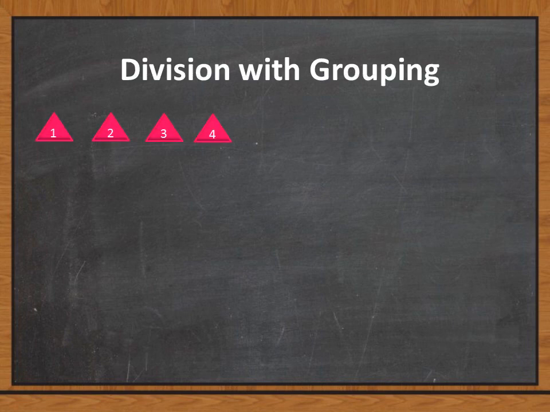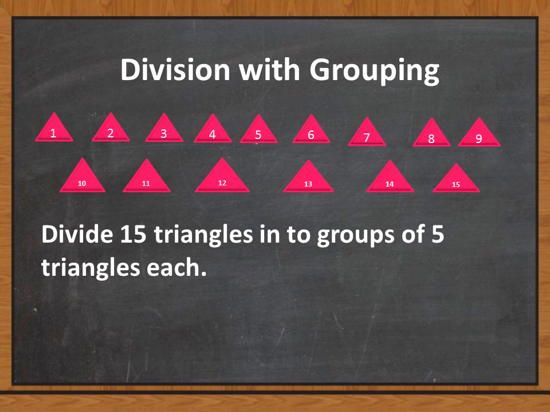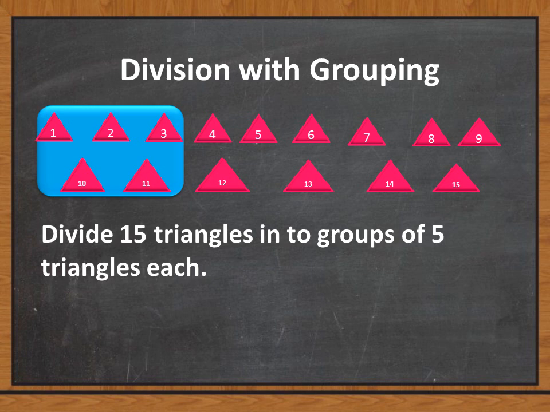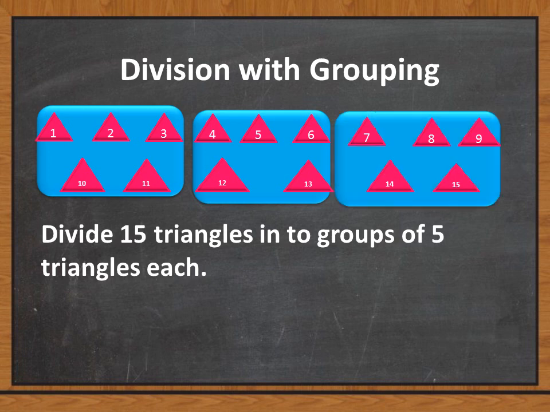Division with grouping. Here we have 15 triangles. Divide 15 triangles into groups of 5 triangles each. First, let us make groups of 5 triangles. How many groups we got? Yes, we got 3 groups. So, 15 triangles were divided into 3 groups of 5 triangles each. So, here the division fact is 15 divided by 5 equals to 3.